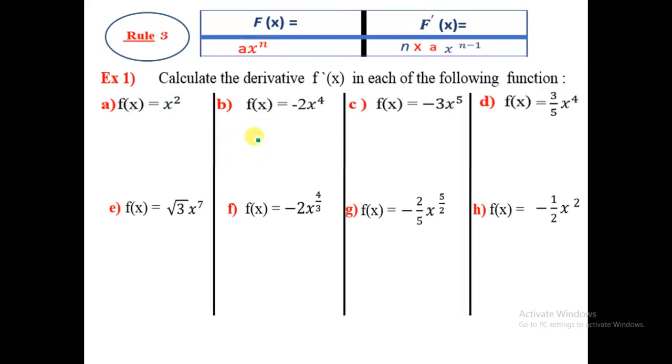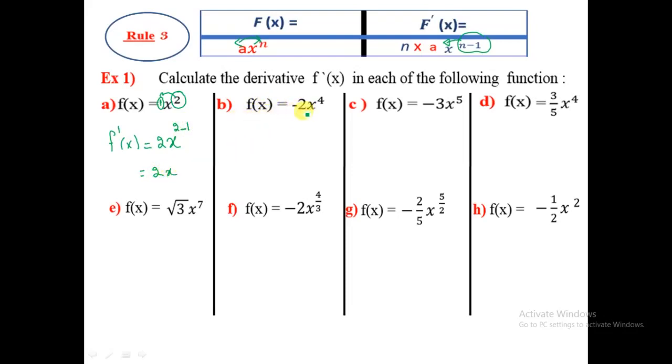Rule 3, the power rule. If we have f of x equals ax to the power n, then the derivative f prime of x is the power multiplied by the coefficient, then we will reduce the power of the variable by 1. So, let's apply some exercises. Calculate the derivative f prime of x in each part. We have part A, f of x equals x squared, then the derivative f prime equals 2 multiplied by the coefficient, which is 1, multiplied by x, and the power will be reduced by 1 to get 2x to the power 1.